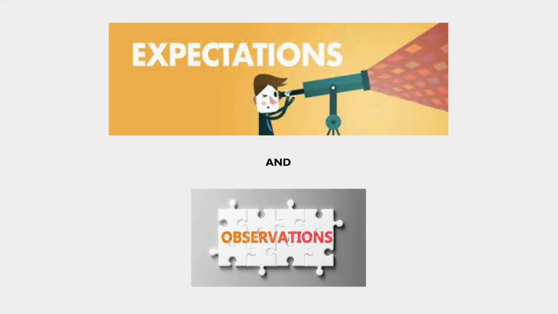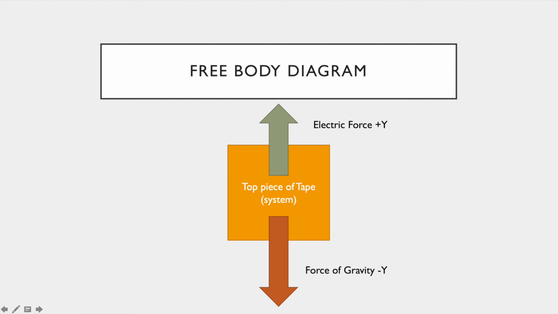When we put it close to a piece of tape and it connected or attracted, we proved that the tape was positively charged. Because in this situation we know that the top piece of tape is motionless, we understand that the net force acting on the object must be zero.